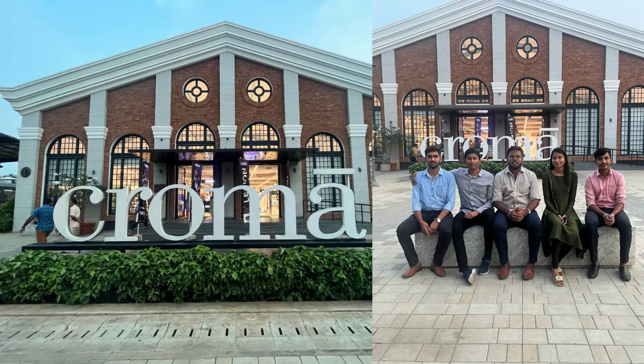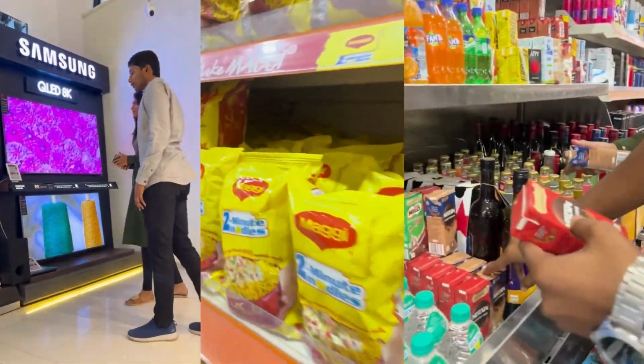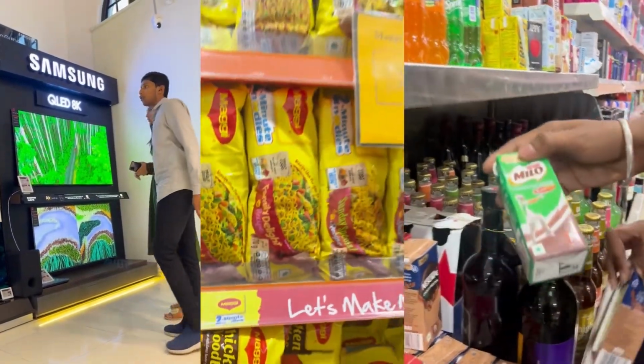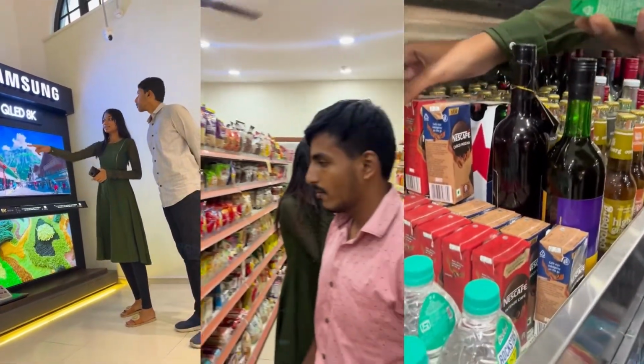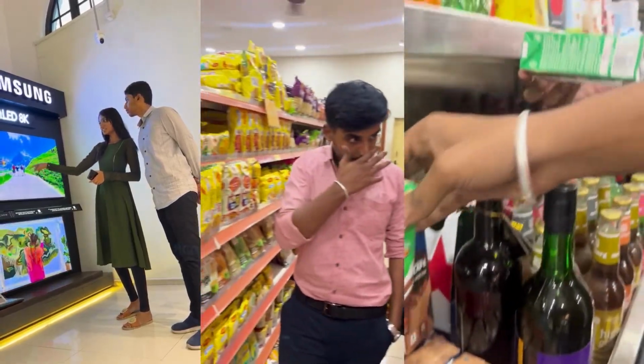So to understand all of these, we visited both Chroma and Palamudar Nilayam, where they've placed Sony and Samsung TVs in Chroma and Nestle products in Palamudar Nilayam. So we came to understand how they marketed these products, how they were placed and advertised in each of the respective stores.